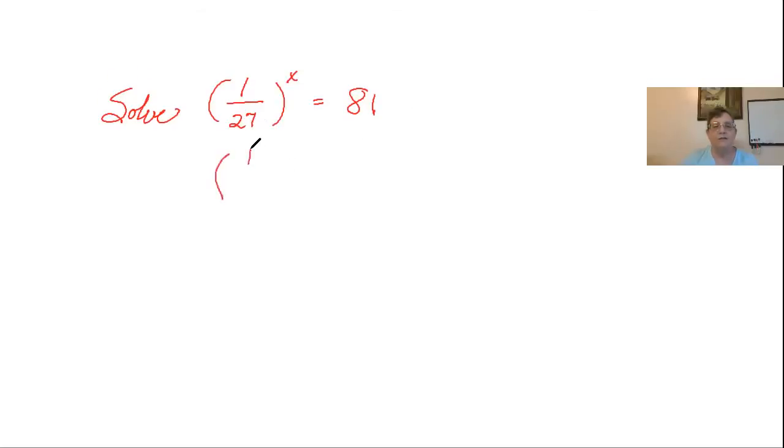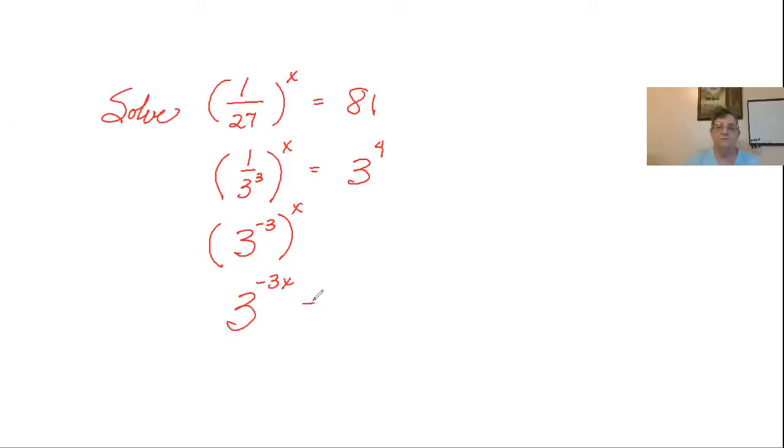But we could write this as 1 over 3 cubed raised to the x. This is 3 raised to the 4th. 1 over 3 cubed is the same thing as 3 raised to the negative 3 power to the x. And when you've got a power to a power, you can multiply the exponents. So this would be 3 raised to the negative 3x has to equal 3 raised to the 4th.